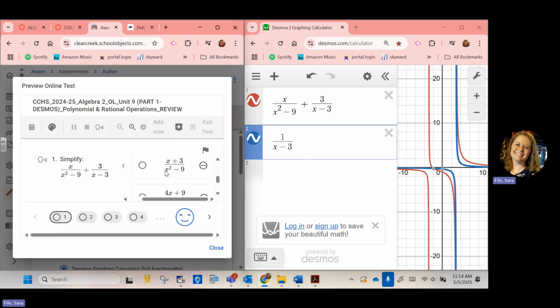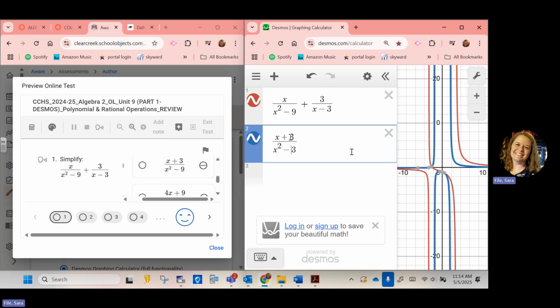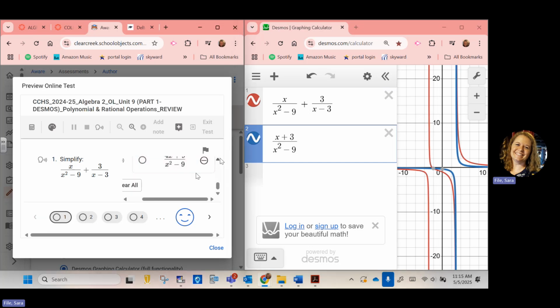So that's not it. My next answer choice is x plus 3 in the numerator and x squared minus 9 in the denominator. Again, not exactly the same. So it must be the last one, but I'm going to show you just to double check. We've got 4x plus 9 in the numerator and x squared minus 9 in the denominator, and you can see that those are right on top of each other. That's the exact same graph. So that's the choice that's equivalent.